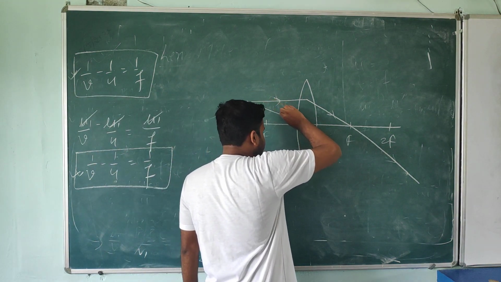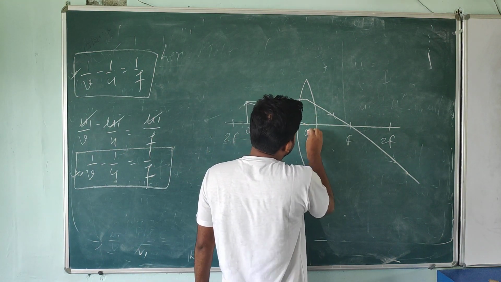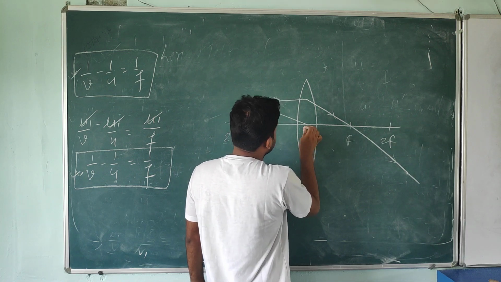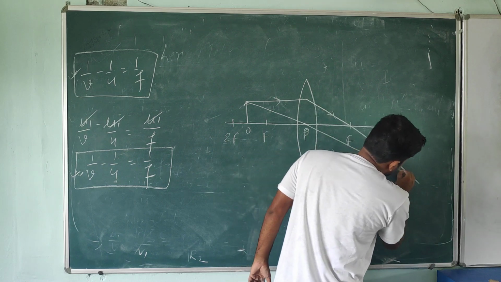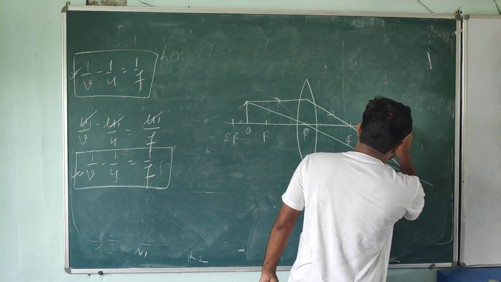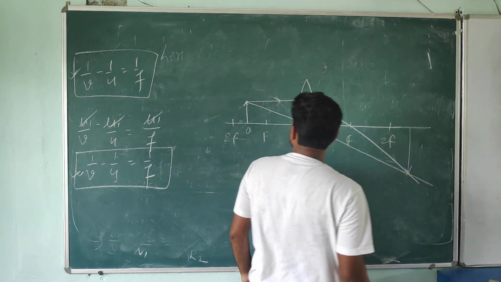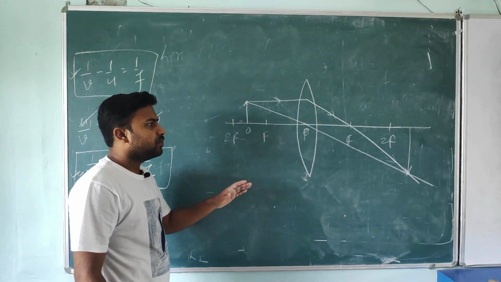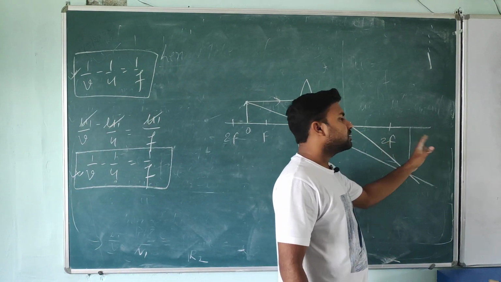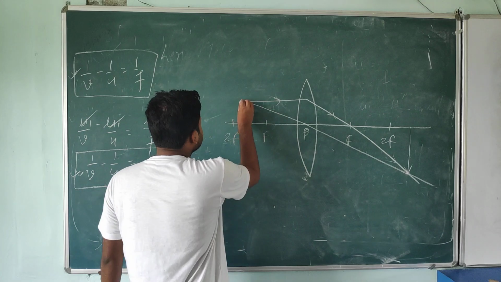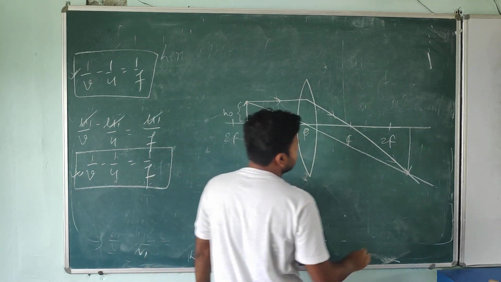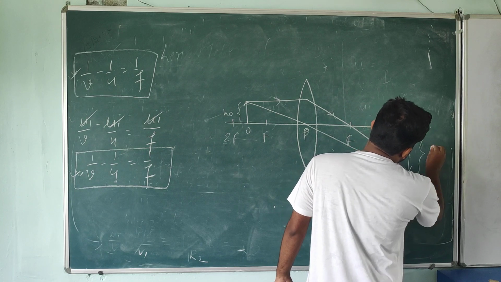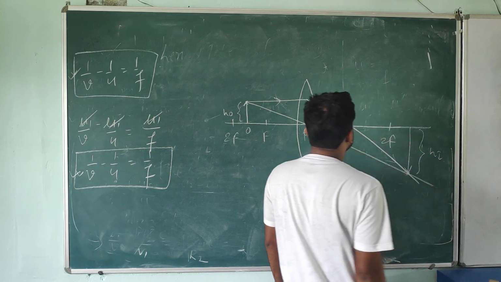Now the ray passing through the optical center will go without deviation. I took O here, that's why I am taking P here. And where is the image forming? At this point. Look at this. So if your object is placed between f and 2f, the image will form beyond 2f. Now I am assuming this is the height of the object, and this one is the height of the image.